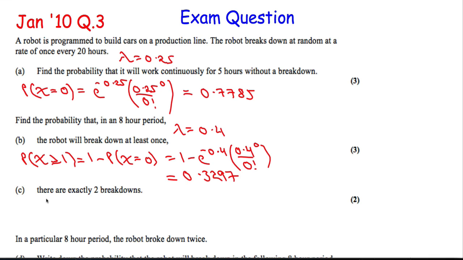Okay, next part. There are exactly 2 breakdowns. So I want the probability that the number of breakdowns is exactly 2. Remember, x is the random variable that the robot breaks down. So we're going to do e to the power of minus 0.4, again utilising the formula, which is in the formula book, times 0.4 squared over 2 factorial. Again, plugging that into your calculator, you should get an answer of 0.0536.